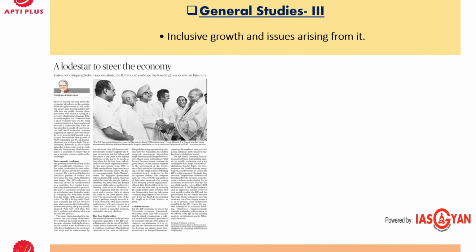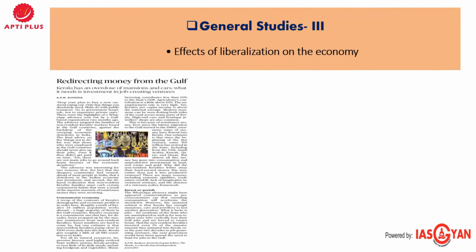Right, now moving ahead, the second editorial talks about redirecting money from the Gulf. This is again very important from the examination point of view, and this can help you in General Studies Paper 3, where the subtopic would be effects of liberalization on the economy. So this editorial concerns the remittances issues of Kerala, and talks about how Kerala has an overdose of medicine and cards, and it needs an investment in terms of job creation ventures. Okay, need to have a shift towards job creation.